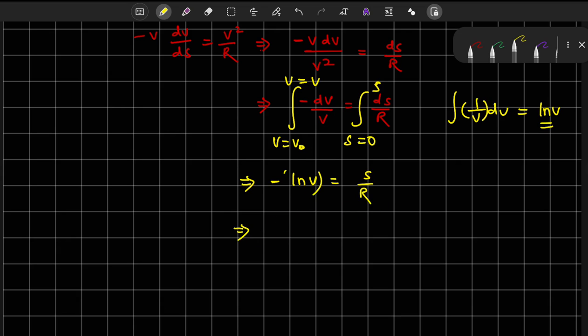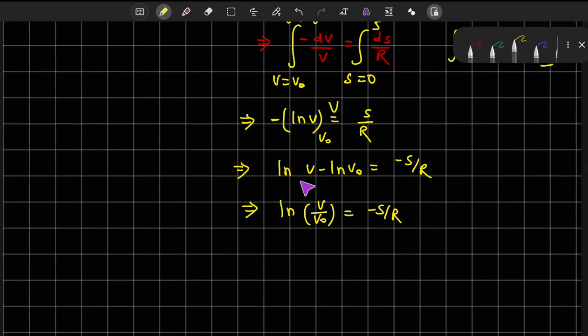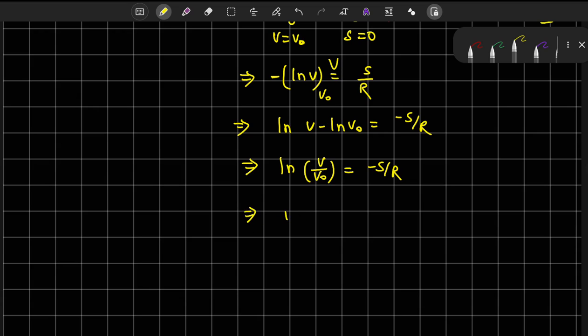Okay. From v naught to v, so we will get ln v minus ln v naught is equal to minus s upon r. Okay. So from here we can write ln v upon v naught is equal to minus s upon r, because ln a minus ln b is ln a by b. So from here we can write v is equal to v naught e to the power minus s upon r. Okay. So this is the expression of velocity we got as a function of distance.